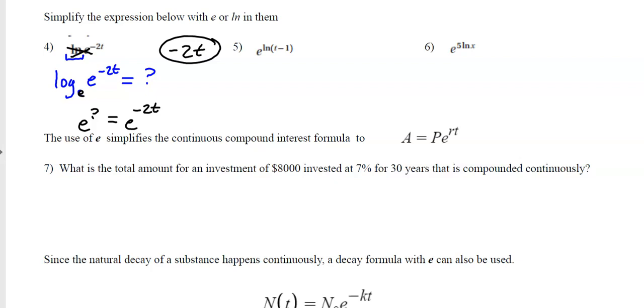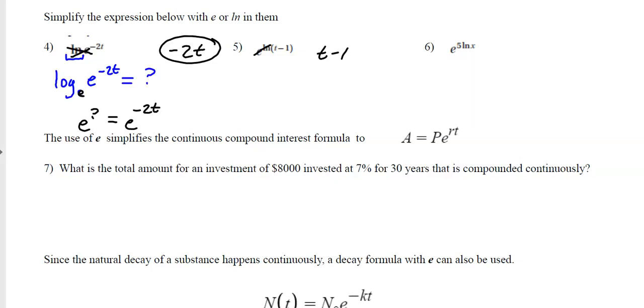And the same is true over here in the next example. When you have e raised to the natural log, it's also going to be the exact same thing. The e and the natural log are going to wipe each other out. And I'm just going to end up with t minus 1.